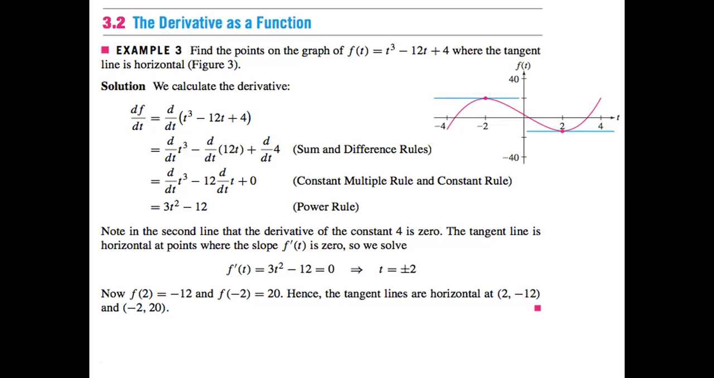So next, find the horizontal tangents. That is to say, find the tangent lines that have a slope equal to 0. And you've got a formula for the derivative, so just set it equal to 0. How do you solve that? Well, just factor out 3 and t squared equals 4. So the answer is t equals plus or minus 2.